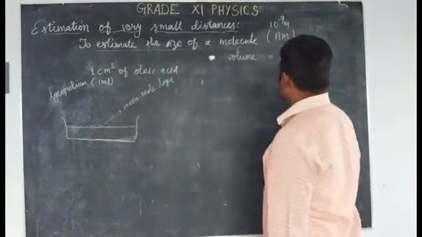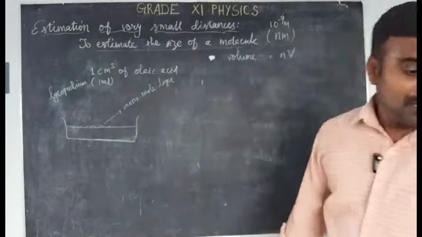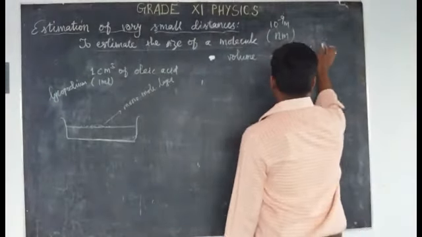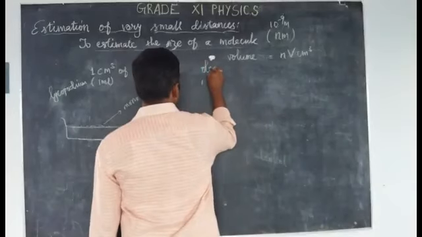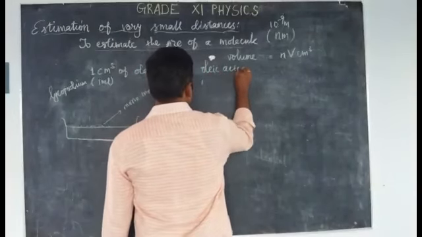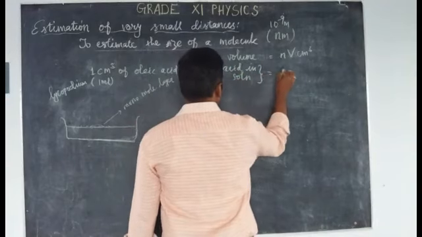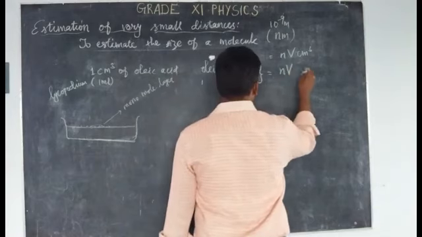So the volume of n drops is n into V, so n into V centimeter cube. So what is the amount of oleic acid in the solution? Oleic acid in the solution is, what is the amount? Double concentration, no? Double dilution, no?